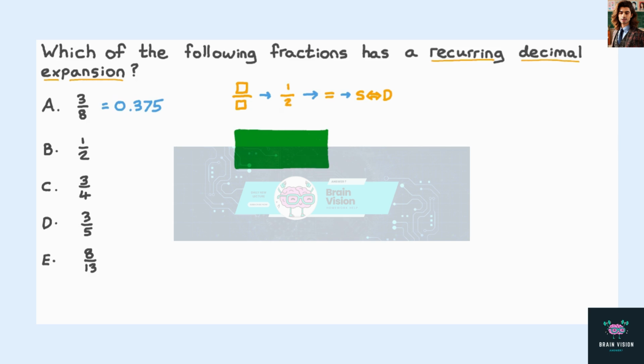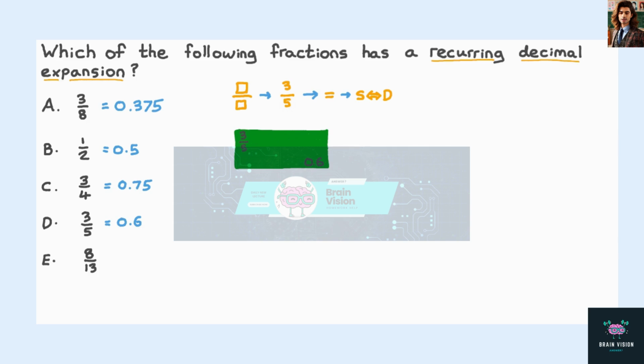Now we clear our calculator and apply the same process for option B. Doing this gives us that 1/2 is equal to 0.5. Once again, this is not a recurring decimal expansion. Clearing our calculator and then applying this process to option C shows us that 3/4 is equal to 0.75. Once again, this is not a recurring decimal expansion.